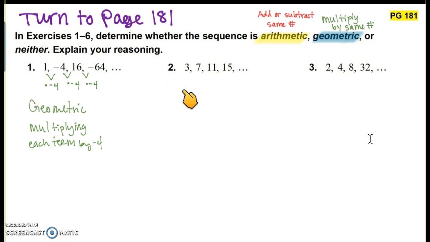Look at number 2. I have 3, 7, 11, and 15. So immediately we can kind of look at each of these terms as increasing. Unlike number 1, where it was alternating in the sign value, so positive, negative, these are all increasing. And so we very well could be multiplying by a number, as with geometric, or we could be adding by a number, as with arithmetic. So because these numbers are not increasing that quickly, that makes me believe that, hey, this might be arithmetic.